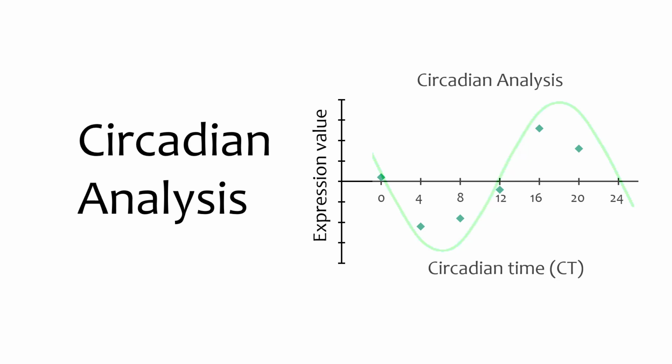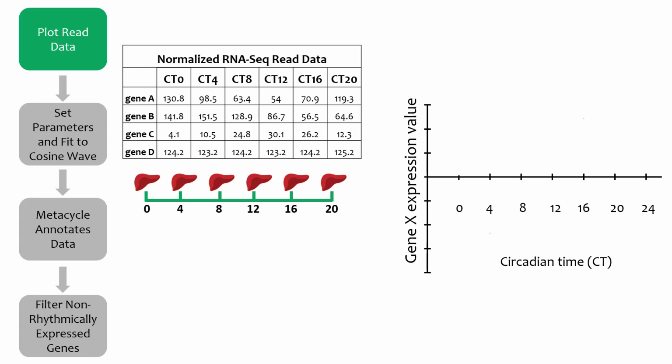For instance, it is possible to determine which genes are rhythmic in the liver of wild-type mice, but not BMAL1 knockout mice. One algorithm used to conduct circadian analysis is called MetaCycle. MetaCycle starts with a data table, which contains gene expression level data for each gene in a sample at each time point as shown here. For each gene, the expression levels are plotted for each time point.